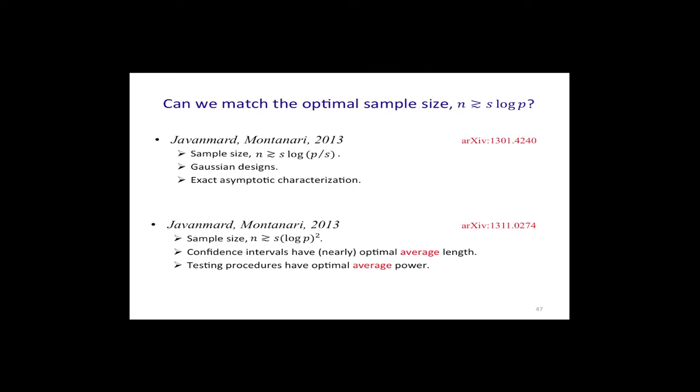And then the sort of optimality that we have is the average case. So we are saying the average length of the confidence interval is optimal, instead of saying that each one is optimal. Or you can use this method for hypothesis testing, and then we prove that the average power of the test is optimal, instead of just each individual one is optimal. Okay.